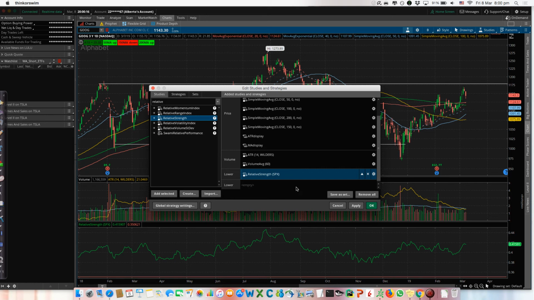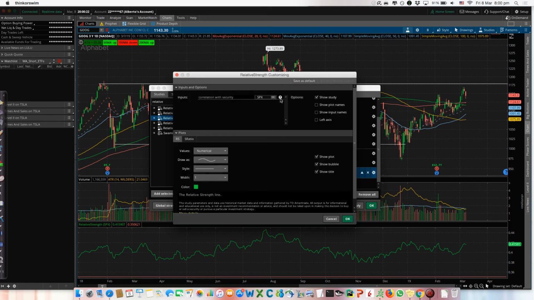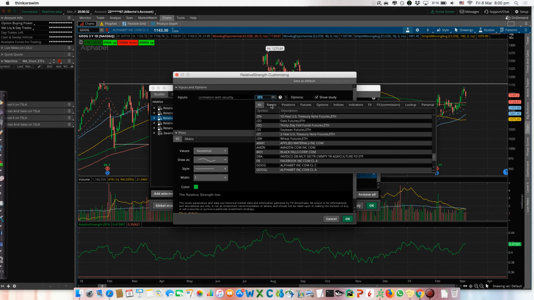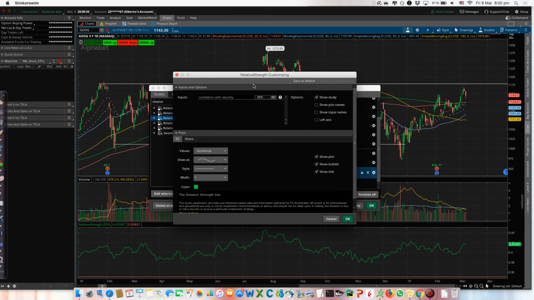So I already have it here. Just to show you what you have, the thing you can decide is the reference you are taking. The default is the S&P 500, the SPX index, but you can also include something else. So if you are, for example, looking for opportunities in some other market, you may include the index of that market.